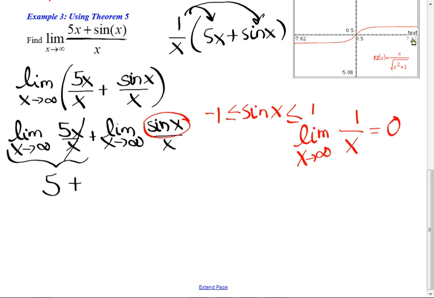0. Some of you are thinking, oh, no, that should be 1. No, it isn't. Because this is as x goes to infinity. So this is going to be 0. So this answer is equal to 5.